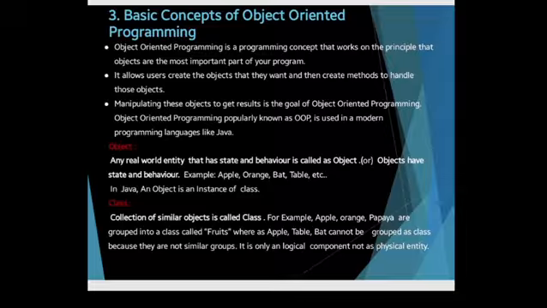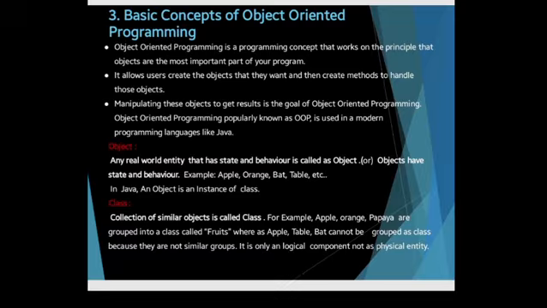Now consider the objects apple, table and bat. These cannot belong to the same class because they are completely different types of objects. Apple is a fruit, table is furniture and bat is sports equipment. Since they are not similar, they cannot be grouped into one class.